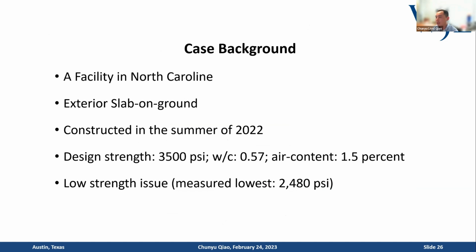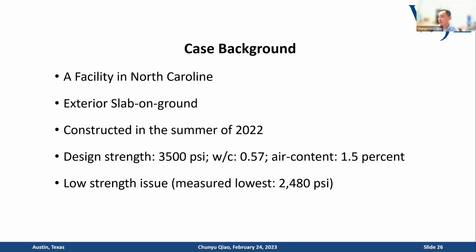Next, I just want to go very quickly through another case study about fluorescence microscopy, and how we use it to tackle a low strength issue. A lot of times, a low strength issue involves elevated water-cement ratio or air content variation. This is a facility in North Carolina, an exterior slab on ground. It was constructed in the summer of 2022.